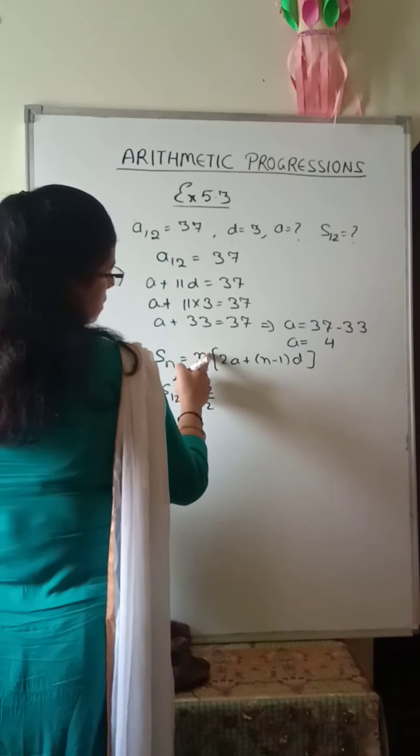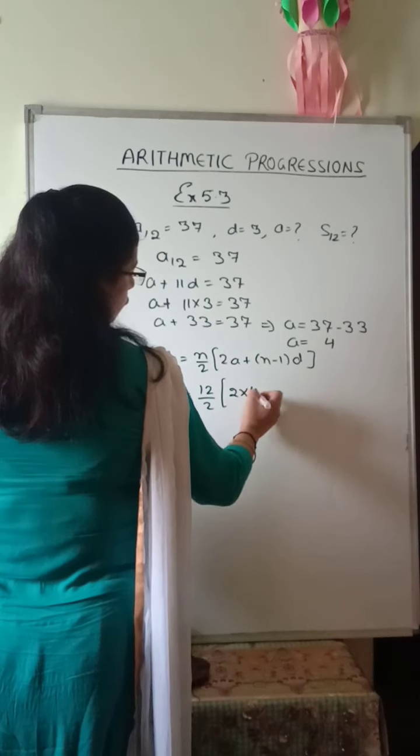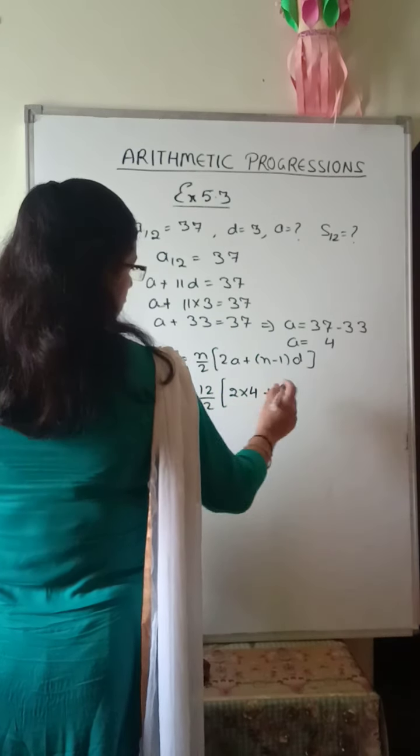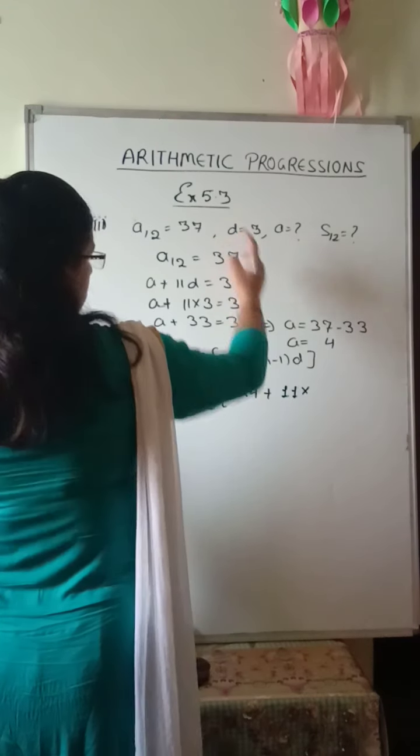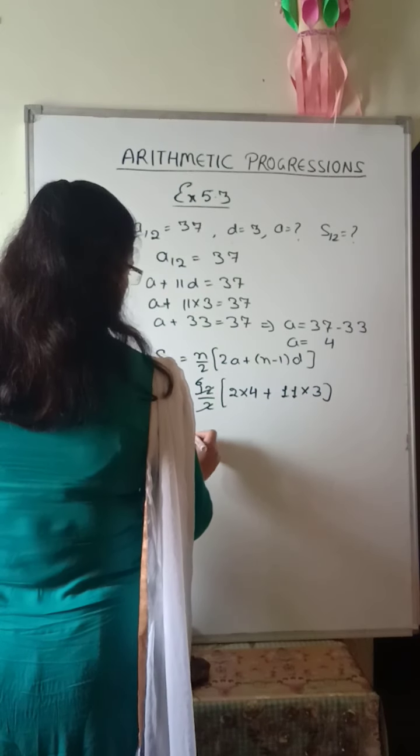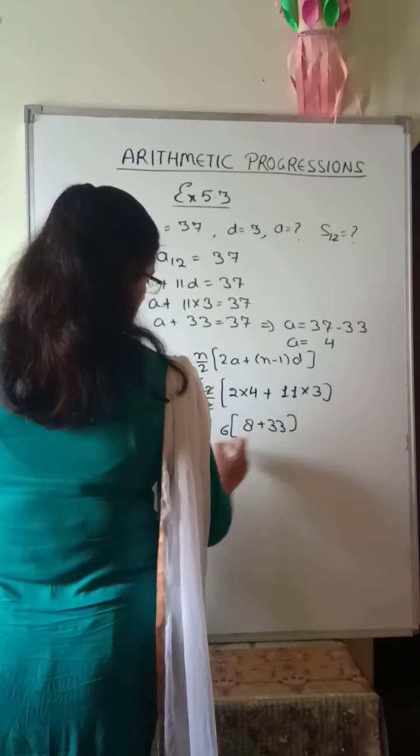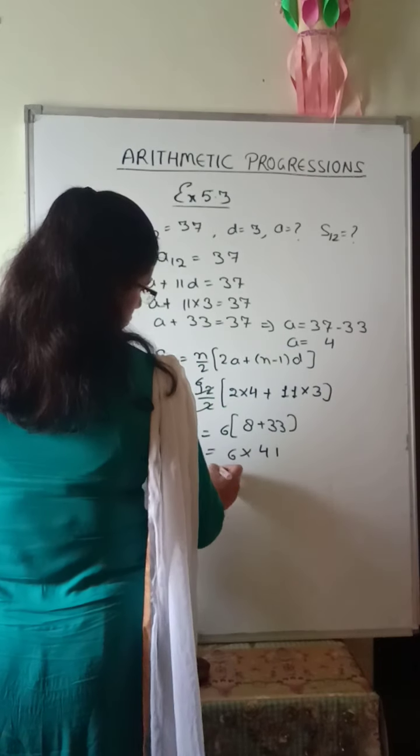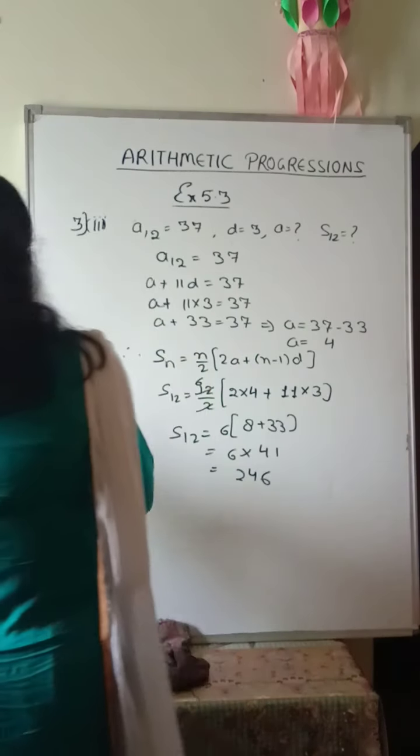In the place of this you can write 2 into, what is the value of A? We got 4, plus (n minus 1), n is 12 terms. So 12 minus 1, 11 into, what is D? D is 3. So solve it. 2 sixes are 12, so the sum of 12 terms equals 6 into (4 twos are 8, plus 33). That means 6 into 41. So 6 into 41, 246.